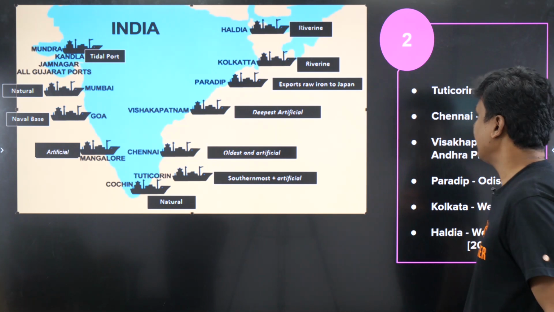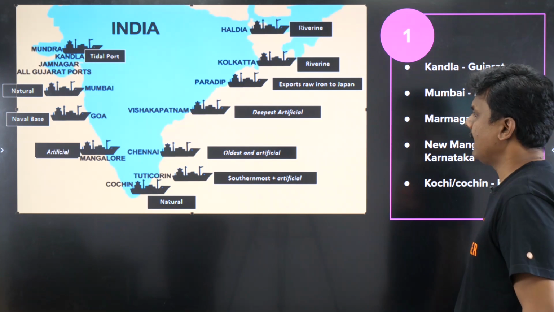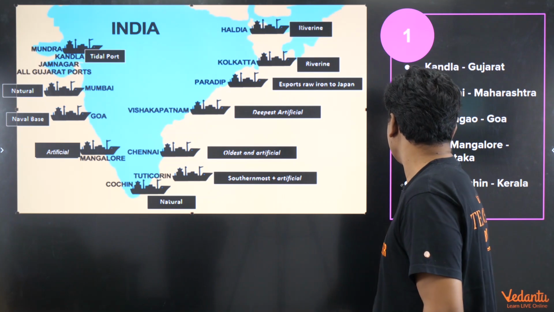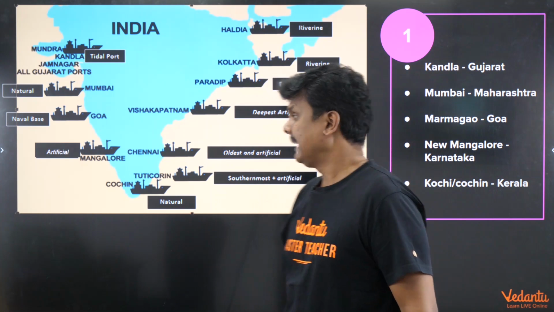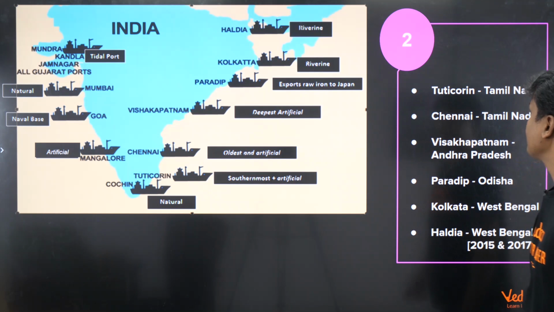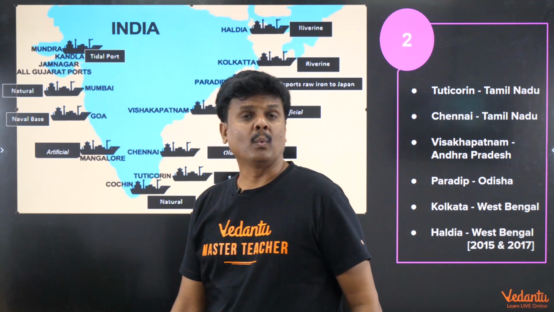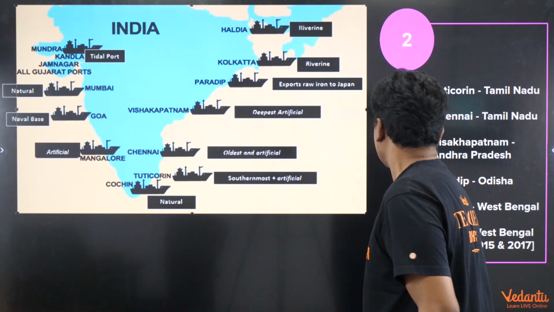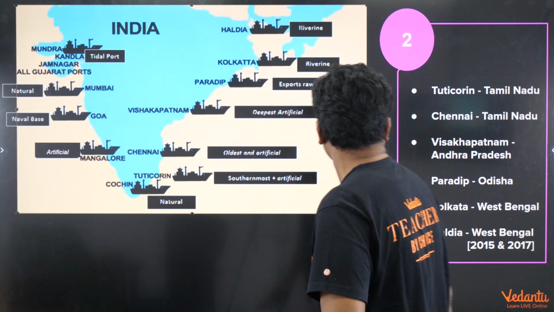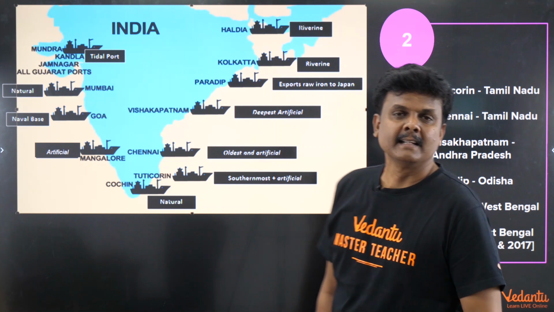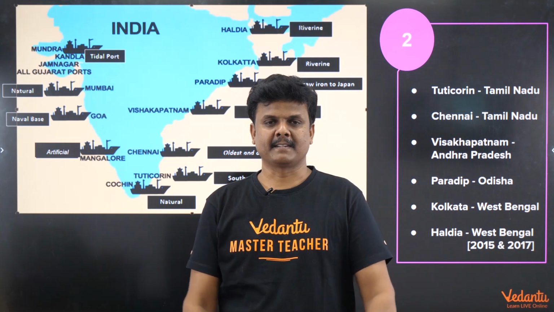Excellent. So once again, guys, quickly: Kandla in Gujarat, Mumbai in Maharashtra, Goa, New Mangalore in Karnataka, Cochin in Kerala, Tuticorin in Tamil Nadu, Chennai in Tamil Nadu, Vizag in Andhra Pradesh, Paradip in Odisha, Kolkata in West Bengal, and Haldia in West Bengal. These are the major seaports, guys.